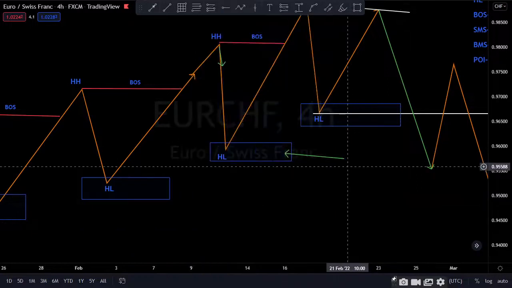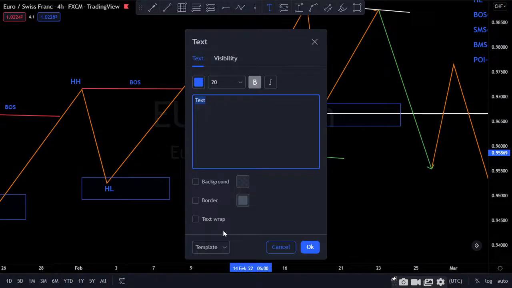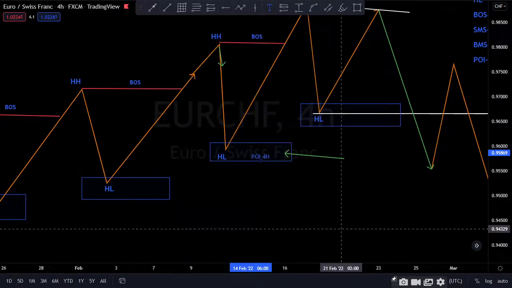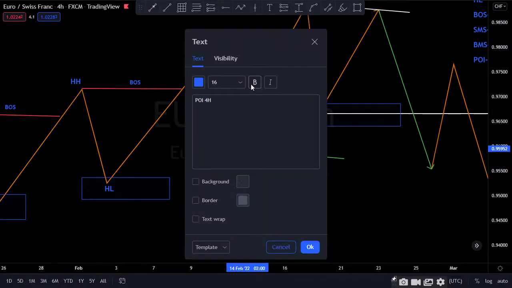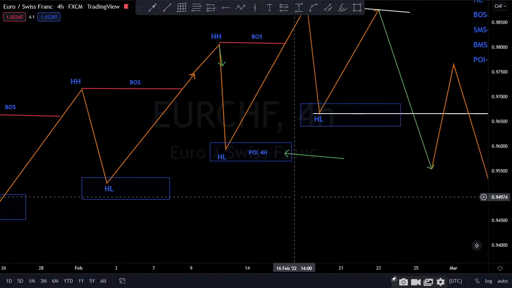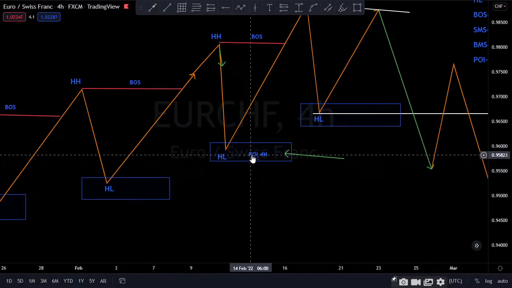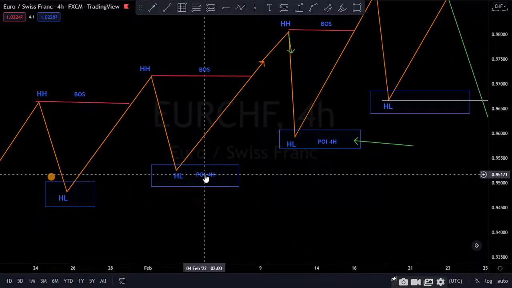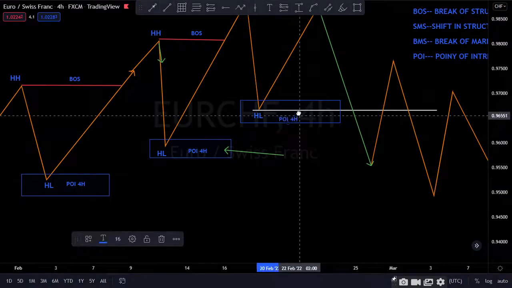Okay, so if it is a 4 hour, we call it POI, 4 hour. Okay, 4 hour POI, 4 hour point of interest. And we will get into details when we reach the order block structure, the order block theory. Okay, so this is called point of interest, POI. This is a point of interest. This is also another point of interest.